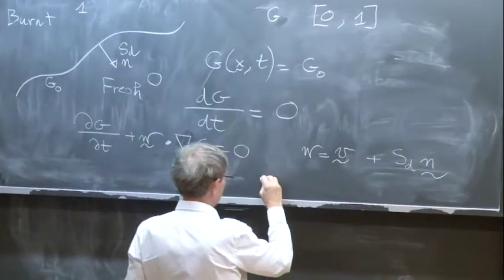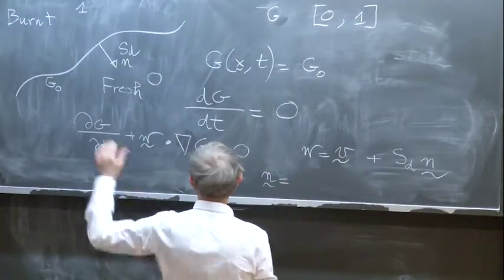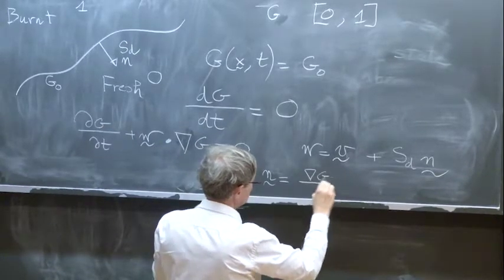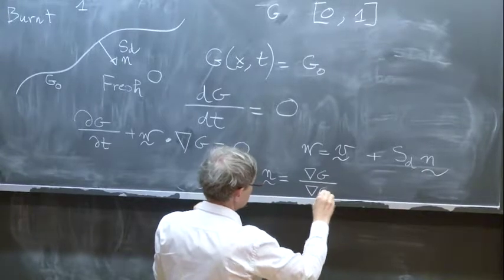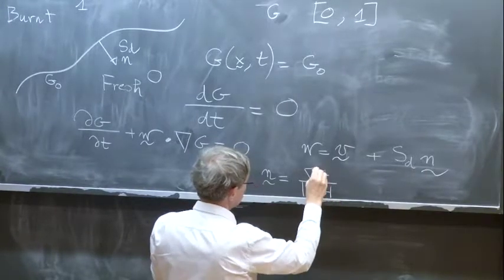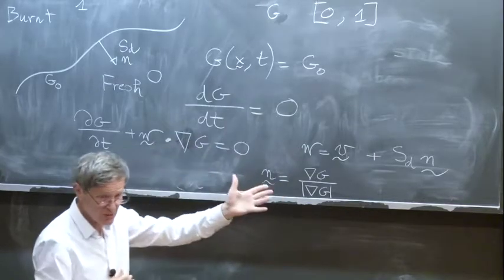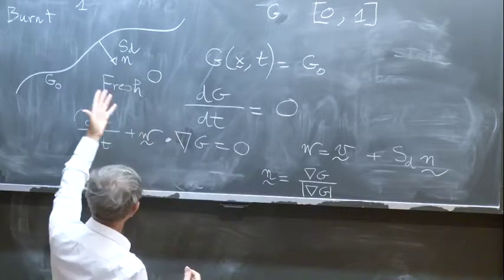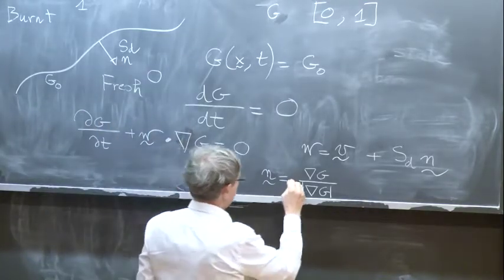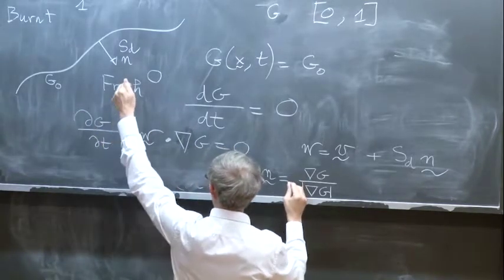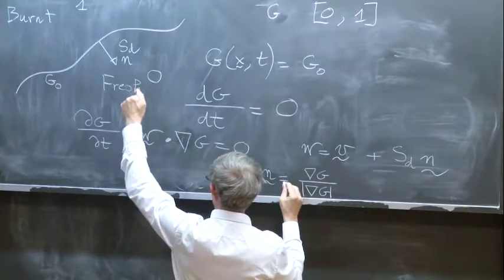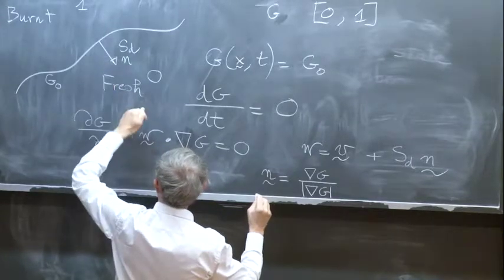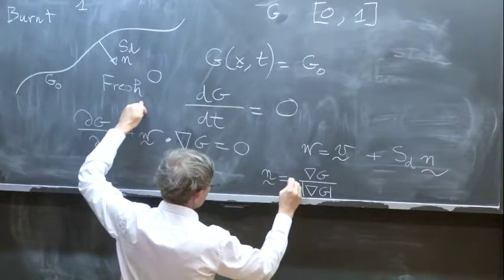And n itself is the normal to the surface, and you know that the unit normal can be obtained from the gradient of G. G is a continuous quantity, but one of the contours, one of the surfaces of G is the flame. And so in this case, if the normal is oriented towards the fresh stream, you see the flame is propagating into the fresh stream like that, this is minus.